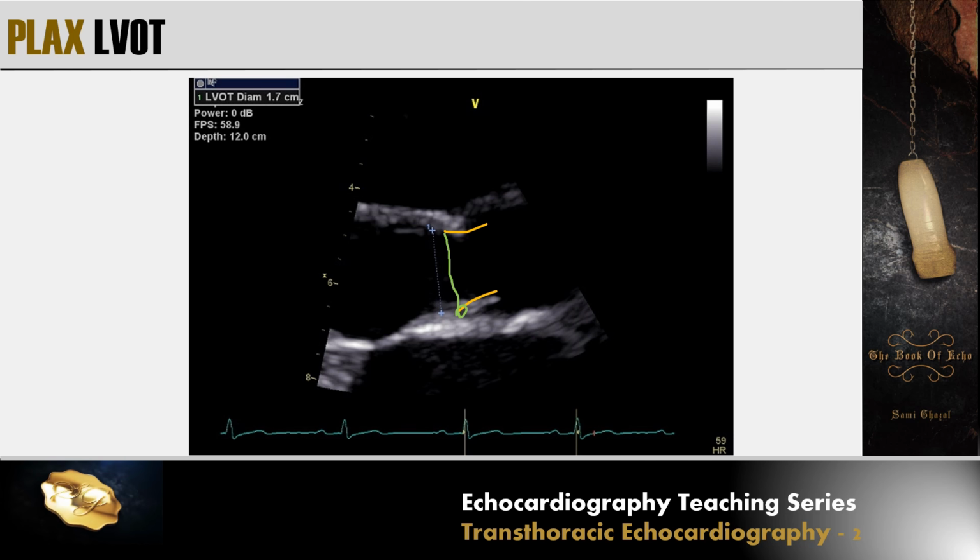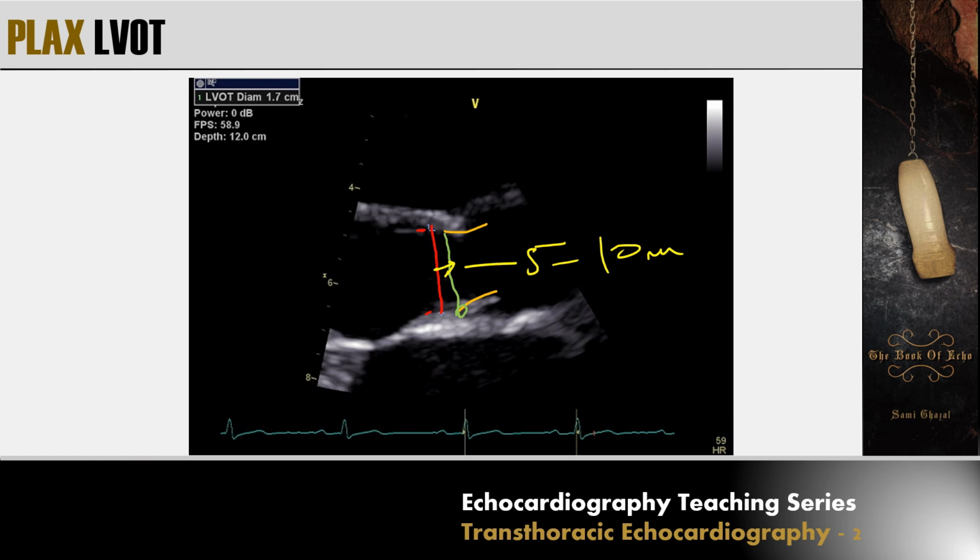And we have to take our measurement inner to inner because it's a cavity, and it has to be around 5 to 10 millimeter away from the annulus.